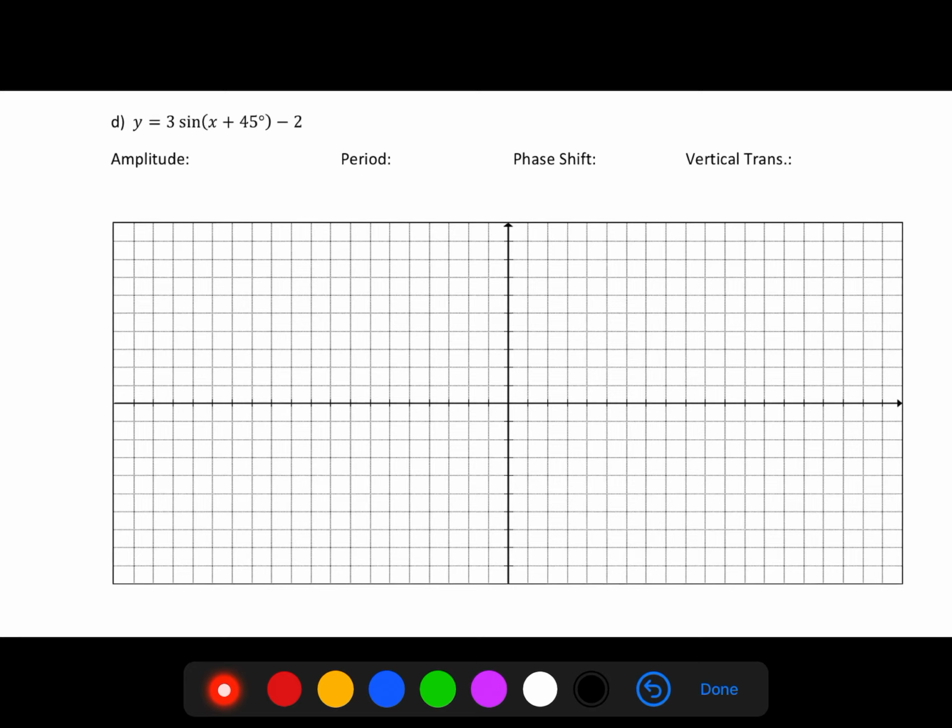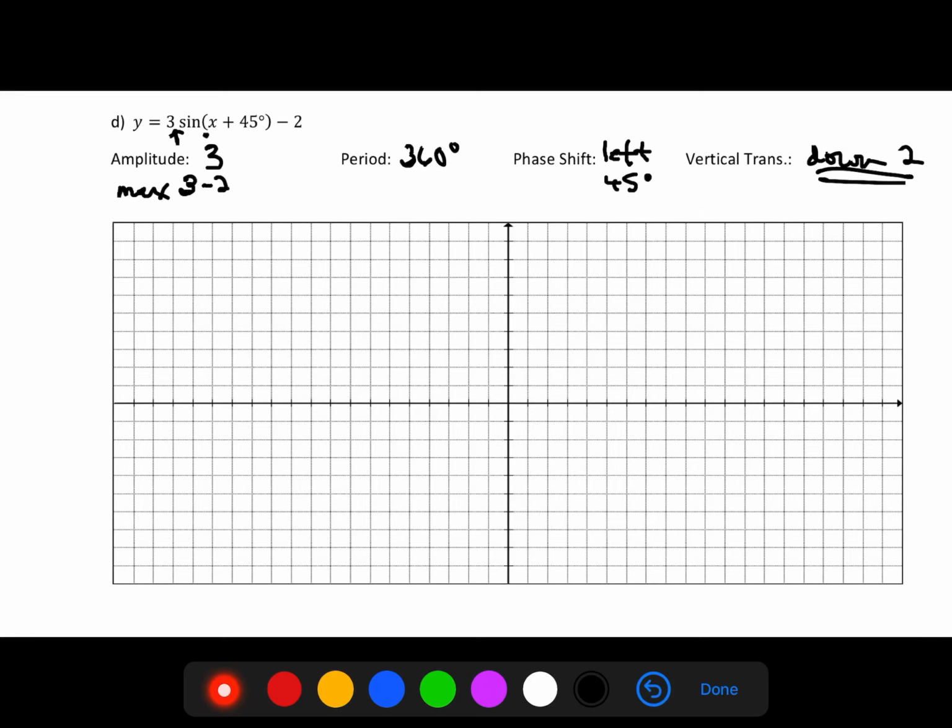Next one, we have y equals 3 sine x plus 45 minus 2. So our amplitude here, again, just our a value, positive a value from out front, we are going to have an amplitude of 3, which means, actually, let's talk about our max and our min in a second. Our period, nothing, the b value is 1, doesn't change anything. So we still have a period of 360. We have a phase shift to the left, this time 45 degrees, and our vertical translation is down 2 units.